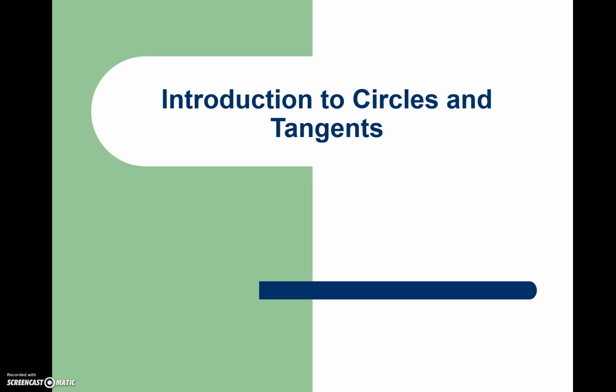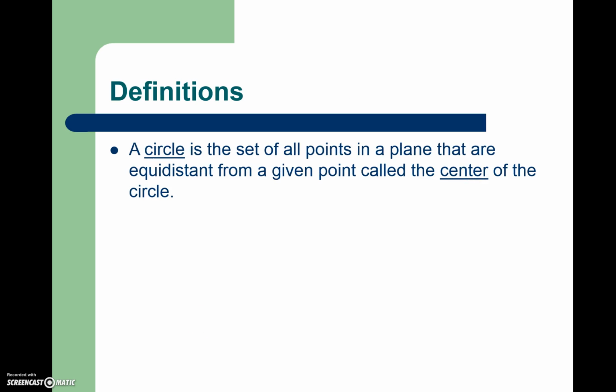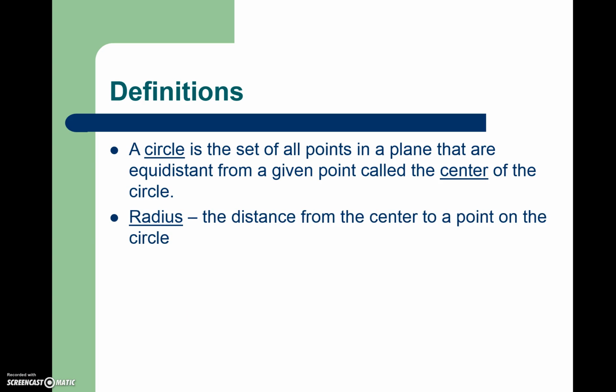We're going to get a little introduction to circles and the different parts of it, and specifically focusing on tangents. So let's take a look at a couple definitions. The first is what a circle is. A circle is the set of all points in a plane that are equidistant from a given point called the center of the circle.